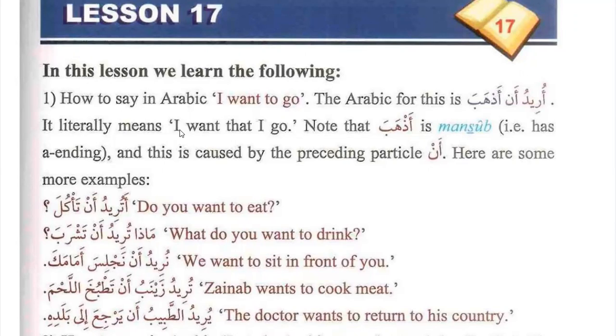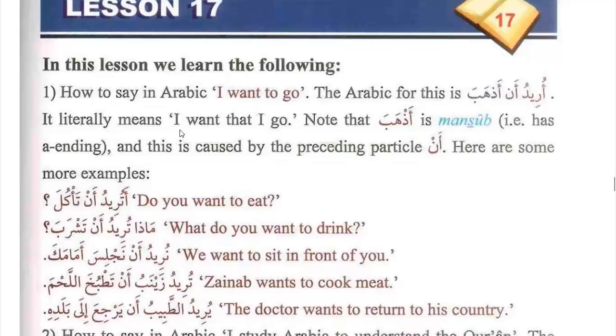Yuridu at-tabibu an yarji'a ila baladihi. The doctor wants to return to his country. What did you learn in this point? We learned that if an comes with the fi'l muzari, it changes the i'rab to mansub. Correct. Mansub, yes. Correct.